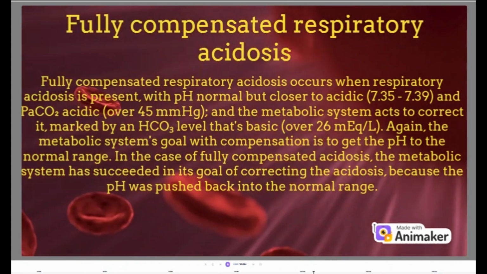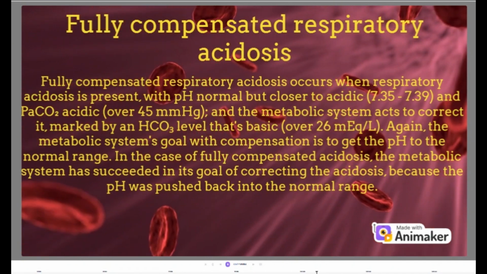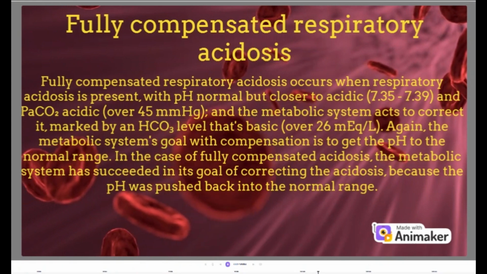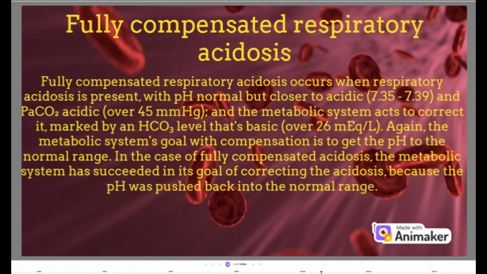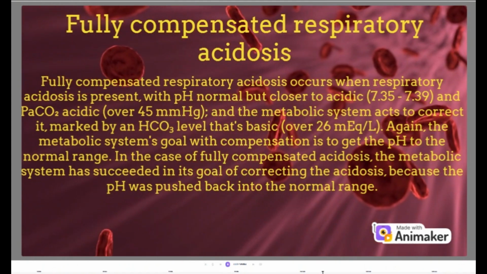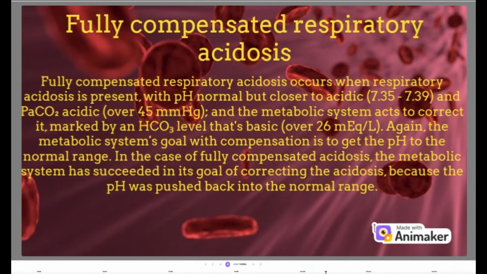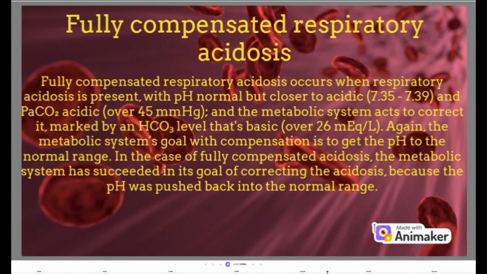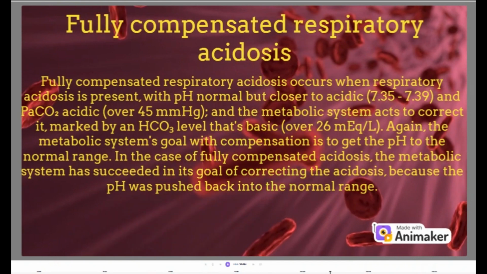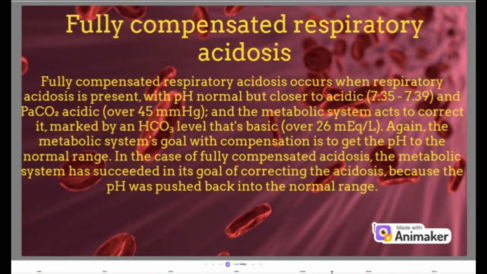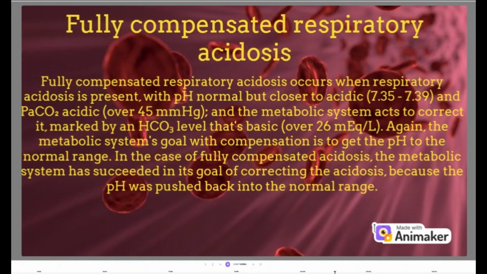Fully compensated respiratory acidosis. Fully compensated respiratory acidosis occurs when respiratory acidosis is present, with pH normal but closer to acidic, 7.35 to 7.39, and PaCO2 acidic, over 45 millimeters of mercury, and the metabolic system acts to correct it, marked by an HCO3 level that's basic, over 26 milliequivalents per liter. Again, the metabolic system's goal with compensation is to get the pH to the normal range. In the case of fully compensated acidosis, the metabolic system has succeeded in its goal of correcting the acidosis, because the pH was pushed back into the normal range.